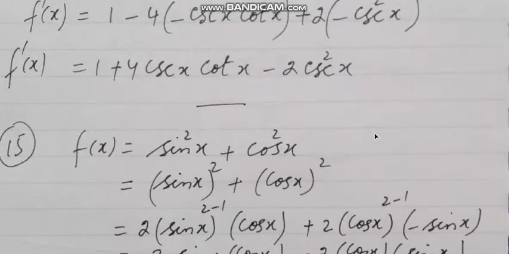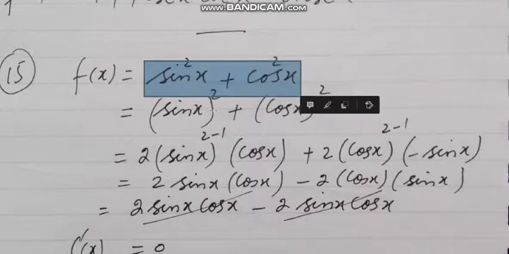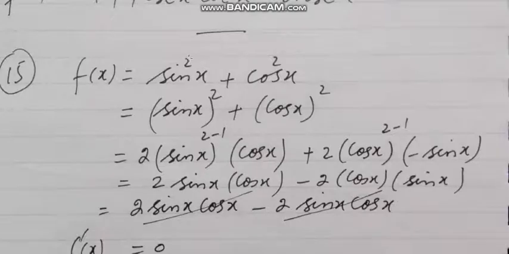Now we know that sine square x plus cos square x equals 1. If we directly put sine square x plus cos square x equals 1, then its derivative will be 0 because it is a constant. I have just written here that sine square x can be written as (sine x) whole square. Remember that the power on a trigonometric function can be written on the whole of the function. Now it is the power on the whole function.